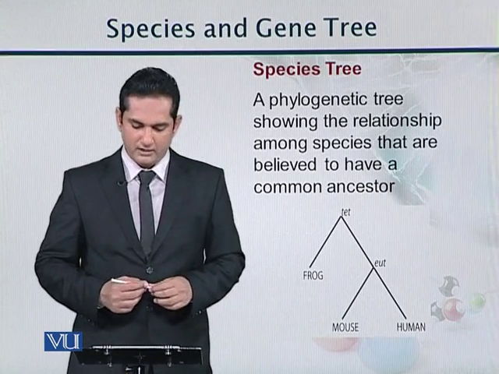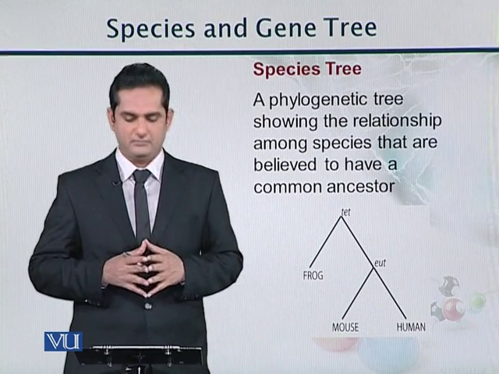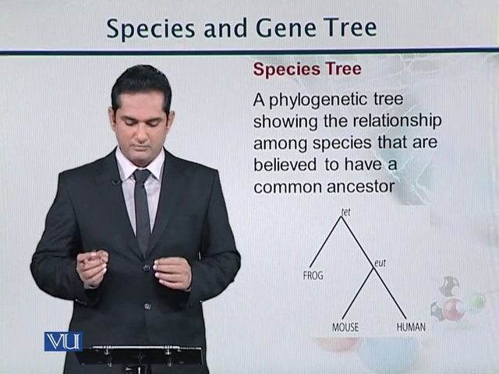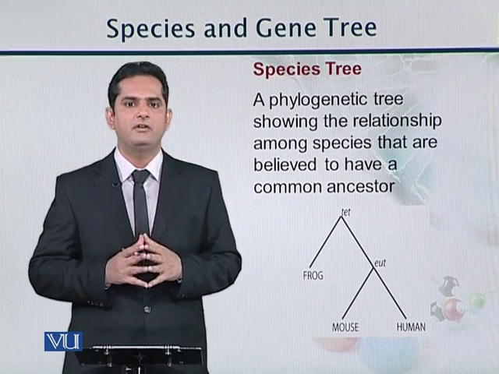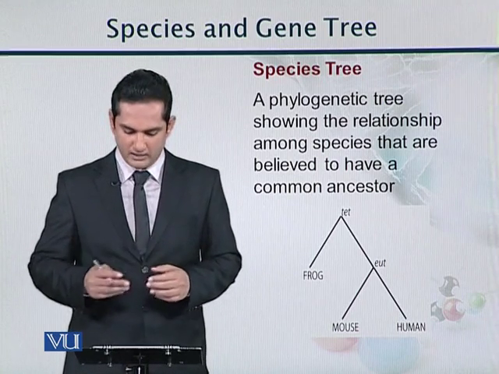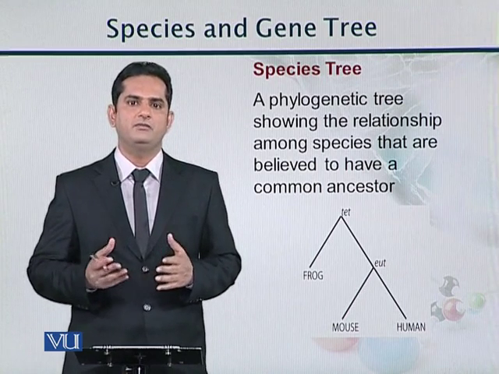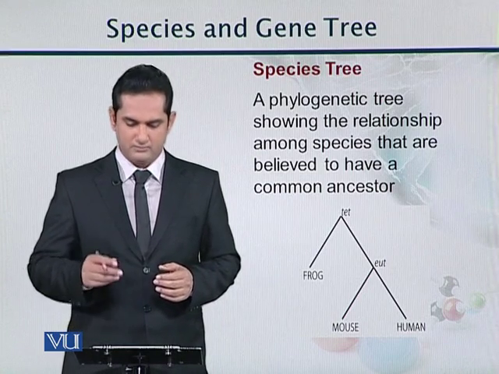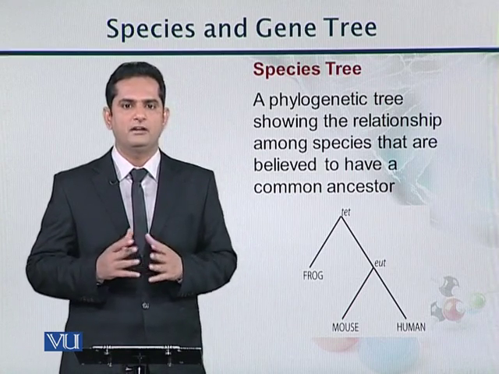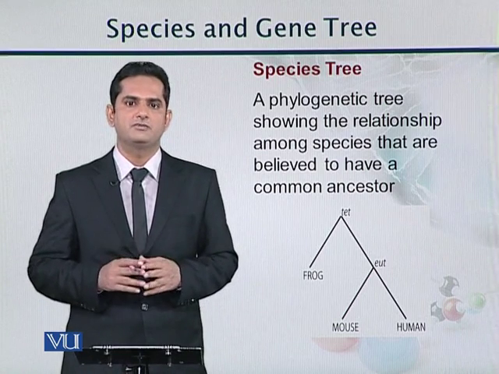So if I give a proper definition of a species tree, then it is a tree which shows the relationship among species that are believed to have a common ancestor. Here I have given an example of frog, mouse, and human, using a species tree where these are all three nodes of a common tree, where there is a root node, and then we have frog, human, and mouse, which are different nodes of a species tree.